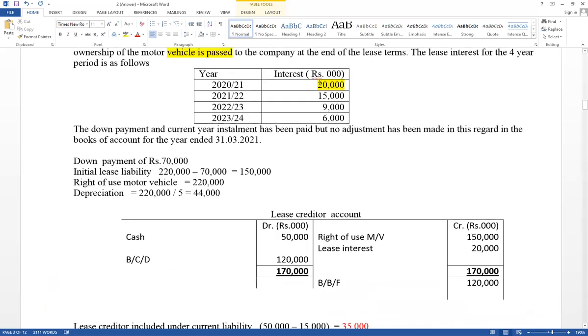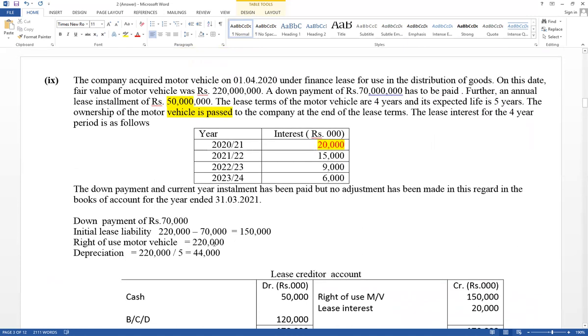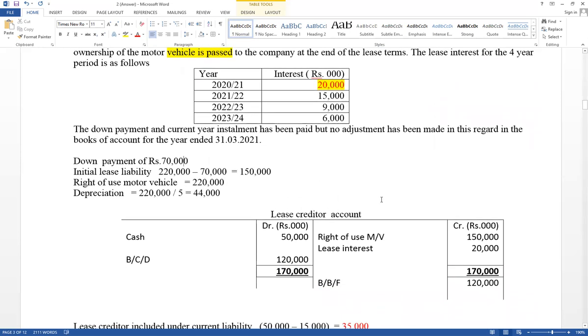As well as lease interest should be included under finance expense. And the down payment, if it is for cash, is a cash decrease, as well as the installment also paid in cash. Then motor vehicle 220,000 and accumulated depreciation should be included under right of use assets, in a separate note, note number 5. As well as annual depreciation should be included under distribution expense. Lease creditor can be recognized here also, under current liability and non-current liability.